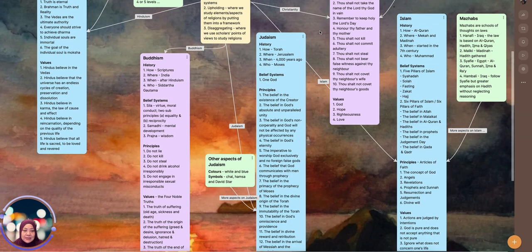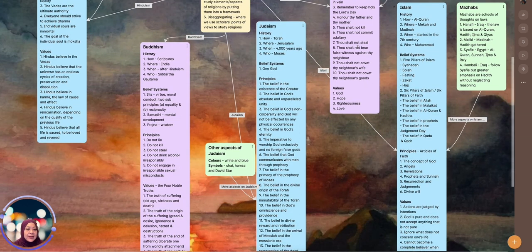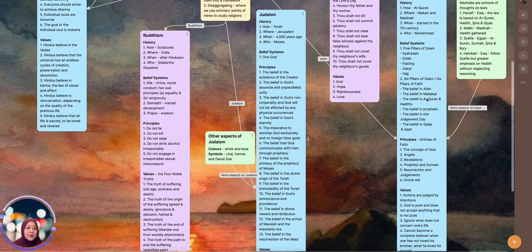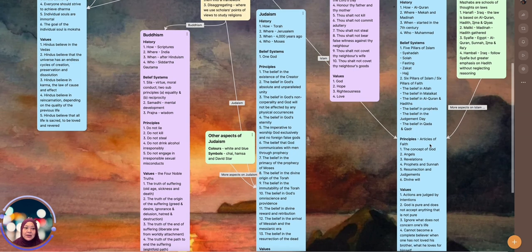So sometimes some of you may confuse 6 pillars of faith with articles of faith. So remember, ladies and gentlemen, 6 pillars of Islam or 6 pillars of faith, they are the belief systems, and articles of faith, they are the articles of principles or just the principles. So we have 6, and I think that's why some of you are confused.